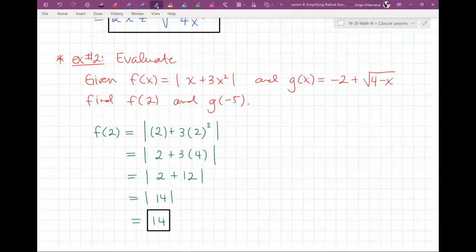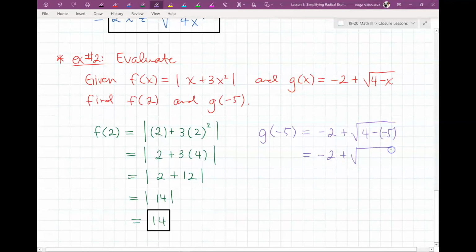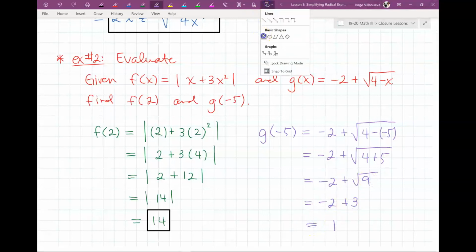Okay, so for g of x, they want us to find g of negative 5. So that's negative 2 plus the square root of 4 minus negative 5. Okay, so let's continue to simplify. That's negative 2 plus the square root of 4 plus 5. That's negative 2 plus the square root of 9. And we know the square root of 9 is 3. And negative 2 plus 3 is equal to 1.